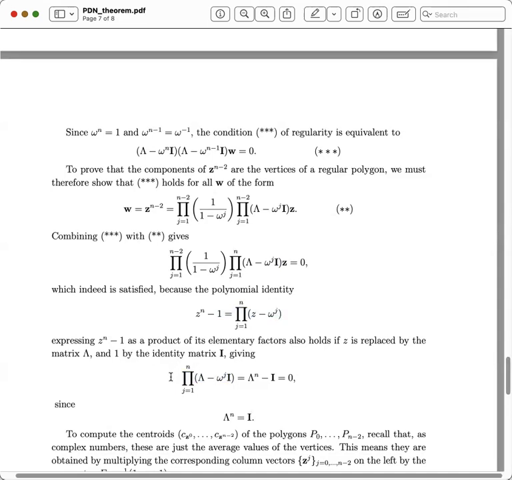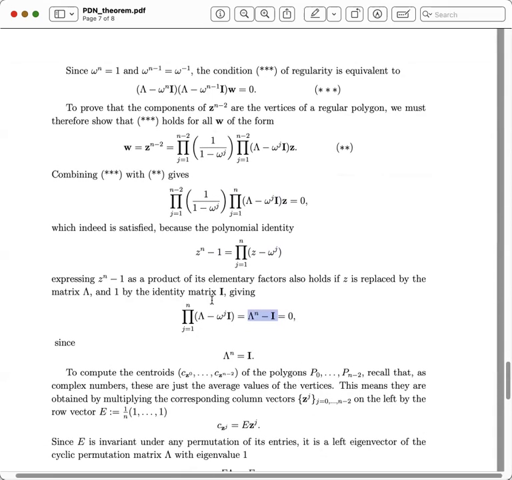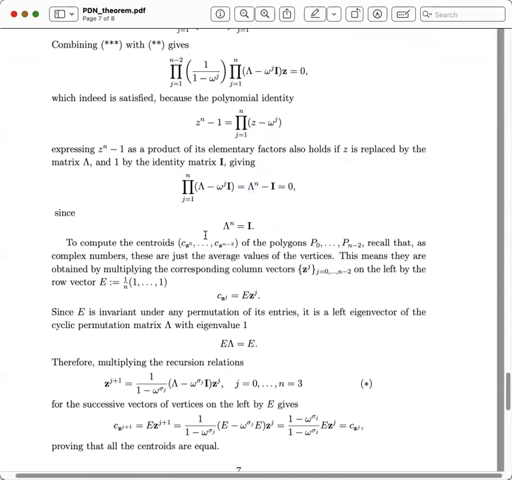So we have a factorization equally well of this, the product of these factors reconstructs the difference between lambda to the n and 1 times the identity matrix. But lambda to the n is equal to the identity matrix because it's a cyclic matrix of cycle n. So that difference really is 0, and we just proved that W, therefore, given by this formula, is a regular polygon.